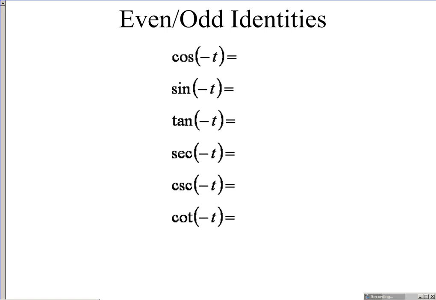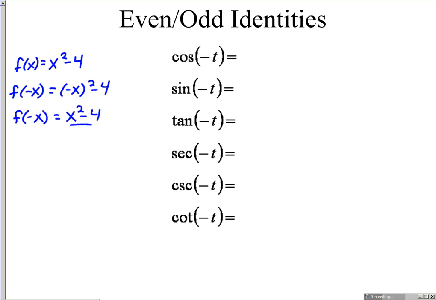Even odd identities. If you remember back to when we were testing to see whether a function was even or odd, say I have this function. The test was to put negative x in for x, simplify, and compare that new function with the original function. If it was exactly the same, it was an even function. If it was exactly the opposite, it was an odd function. If it was neither the same nor the opposite, then it was neither even nor odd.